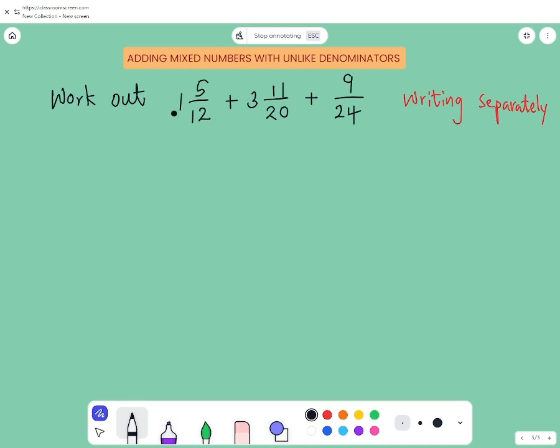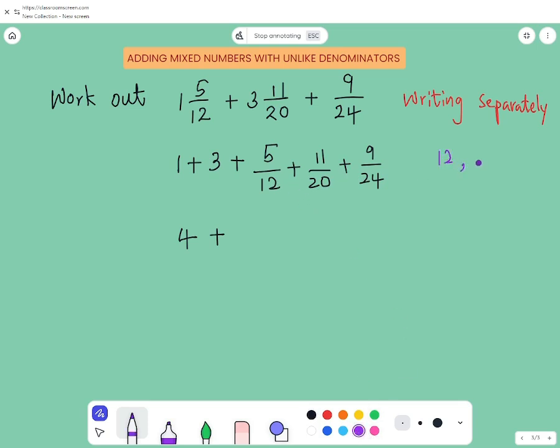So I can see whole numbers there, so I write whole numbers separately and proper fractions separately. 1, 3, then proper fractions 5 over 12, 11 over 20, 9 over 24. Then 1 add 3, that is 4. Add, then you can see here unlike denominators. When you have unlike denominators, we need to find LCM.